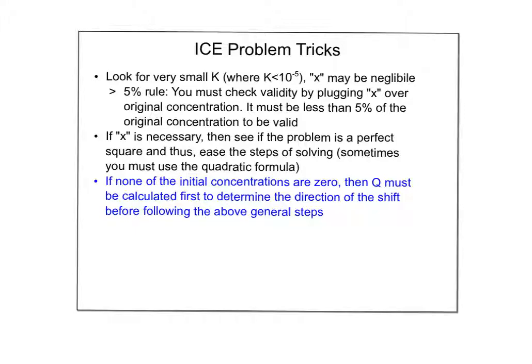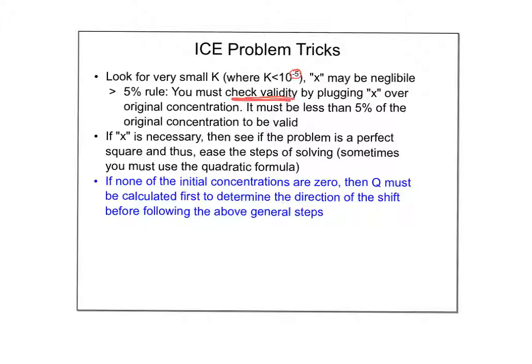Look for when K is small, like it has to be smaller than 10 to the negative fifth. X can usually be negligible, so you can do the 5% rule, but you have to prove and check that the 5% rule was valid by plugging in whatever you omitted, dividing it by the initial concentration, and if it's less than 5%, then you're good.